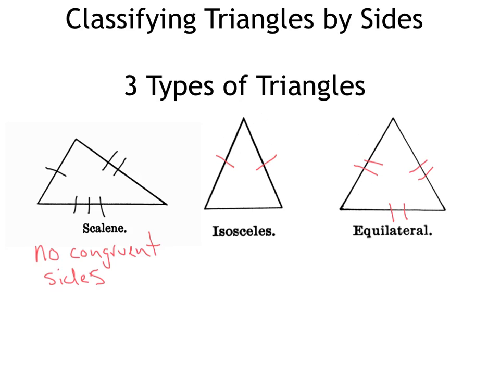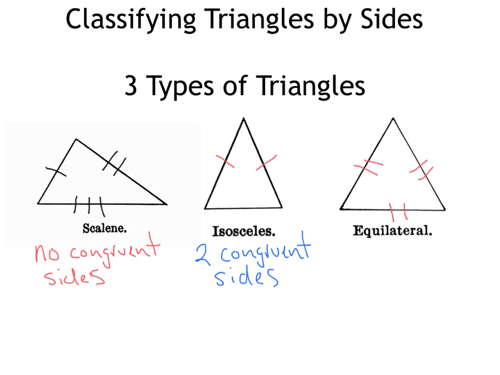In the isosceles triangle, we have tick marks on two line segments. Both of these line segments have one tick mark. That means they both have the same linear measure. An isosceles triangle is a triangle that has two congruent sides.